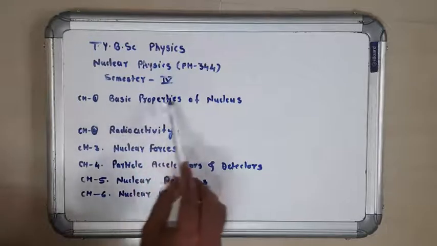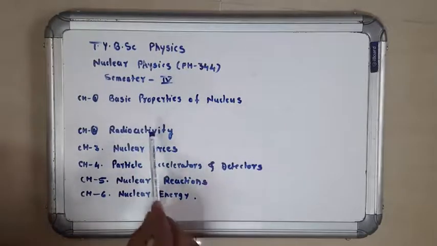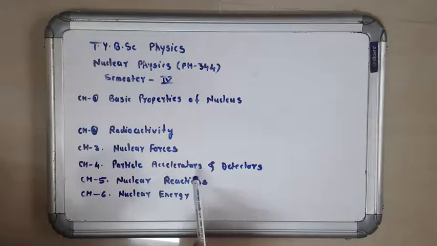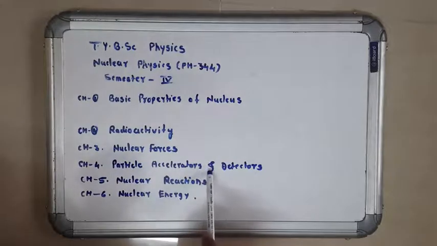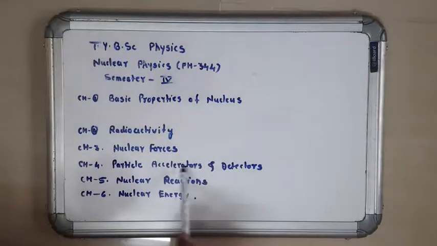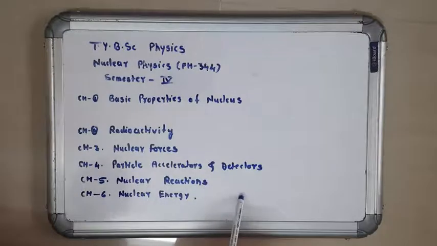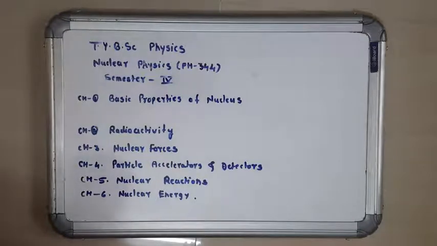First module is the basic properties of nucleus. Second one is radioactivity. Third one is nuclear forces. Fourth one is particle accelerators and detectors. This is the particle physics. Then fifth, module number 5 is nuclear reactions, and module number 6 is nuclear energy. In this course we will study nuclear physics.